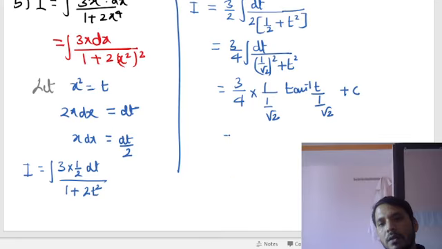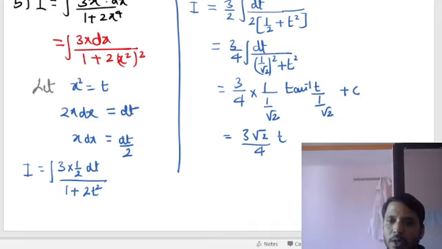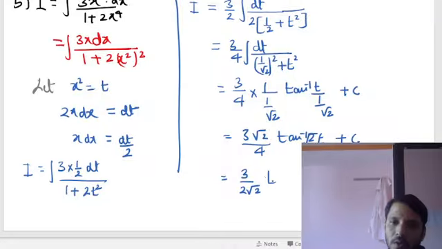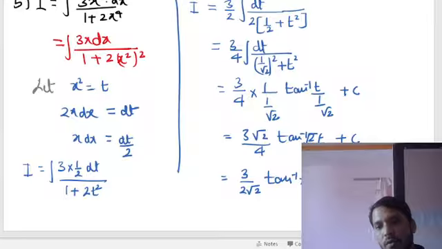So what we can do further, this root 2 will go to the numerator part, 3 root 2, and this is divided by 4, and here we have tan inverse of root 2 times t plus c. Now just replace the t, what is our t, and here we can rationalize it also. If you multiply and divide by the root 2, so it will become 3 by 2 root 2, and tan inverse t means x square, right? So it will become root 2 into t, that is x square, right here, and then plus c. This is our answer of the question number 5.